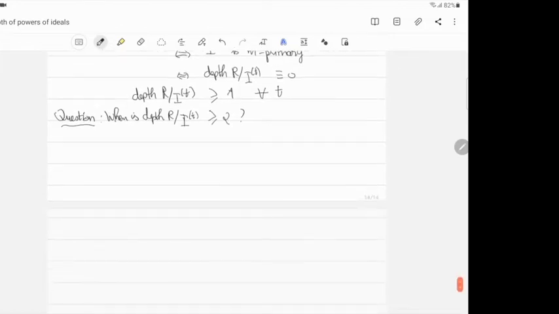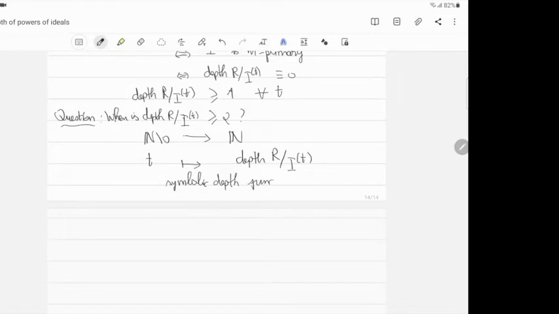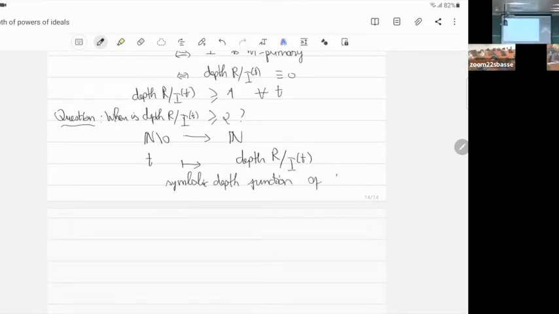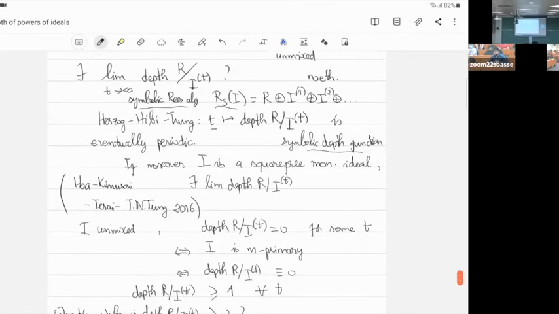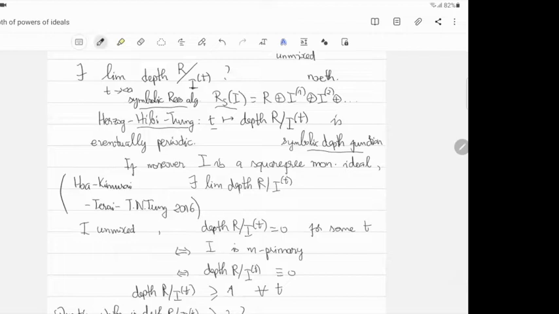Okay, so we are looking at this function here, mapping some positive number to the depth of the t-th symbolic power of I, and this is called the symbolic depth function of I. Thank you. You just gave the definition of the symbolic Rees algebra. So this result tells you that this symbolic depth function is eventually periodic.